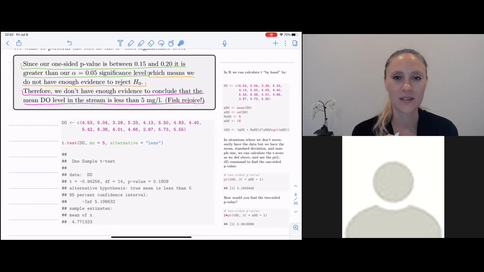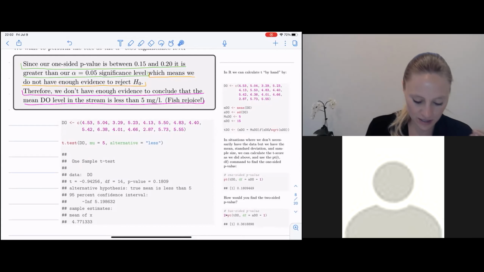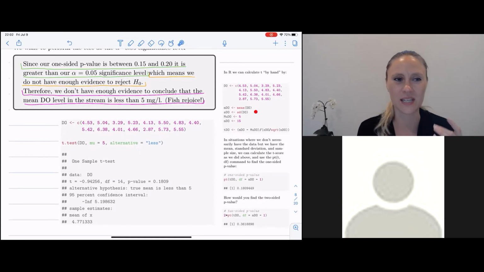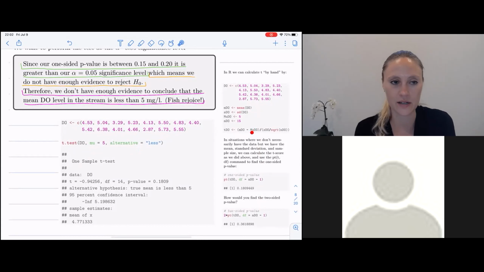I included this here because I think it's really nice to see that all this work, except interpreting the p-value and drawing your conclusion, is done really easily using software. Even if you had to go the very, very longest possible way and enter all 15 data points like this, you can use the t.test command and tell it what your hypothesized mu is and what your alternative hypothesis is, and then it just does it for you. A longer way, if you wanted to use R as a calculator, you can do that here.